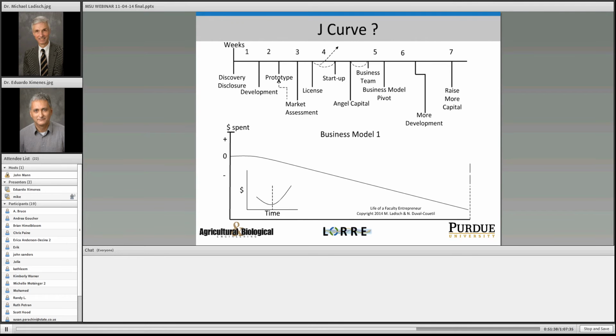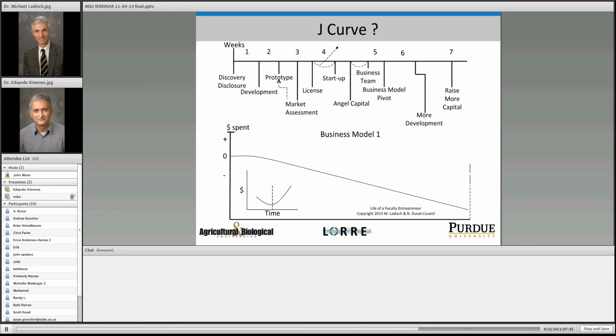So the question is, on a J-curve, basically what happens is there would be significant expenditures as this technology moves from our laboratories and from the USDA into commercialization and making this more widely available.